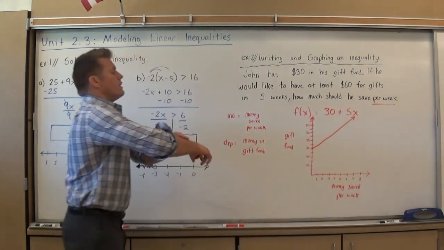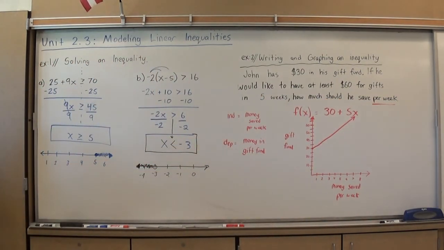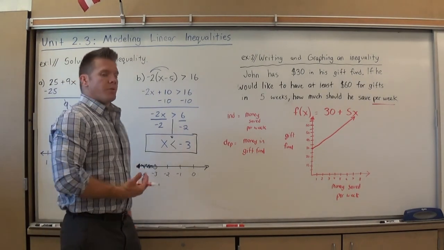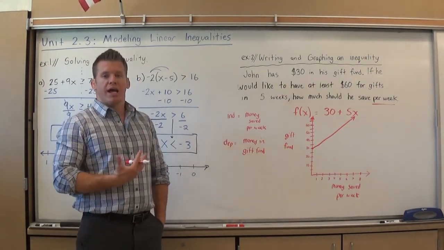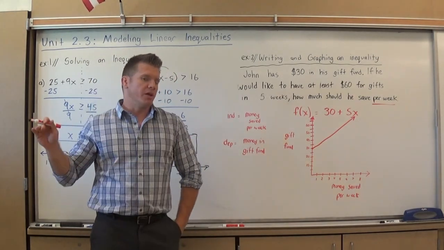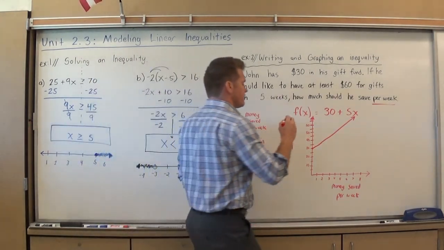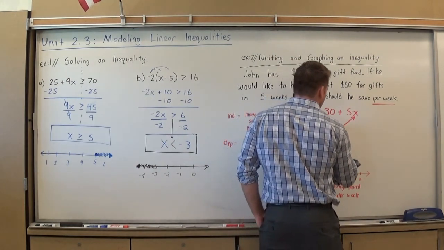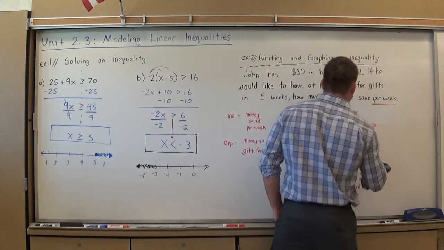Okay? Now, for this situation, I want him to have at least $60 for gifts. And we learned in the last section that I could graph the line y equals 60, output equals 60, which is always going to end up being a horizontal line in that situation, and kind of see where they intersect to get an idea of when that would happen.